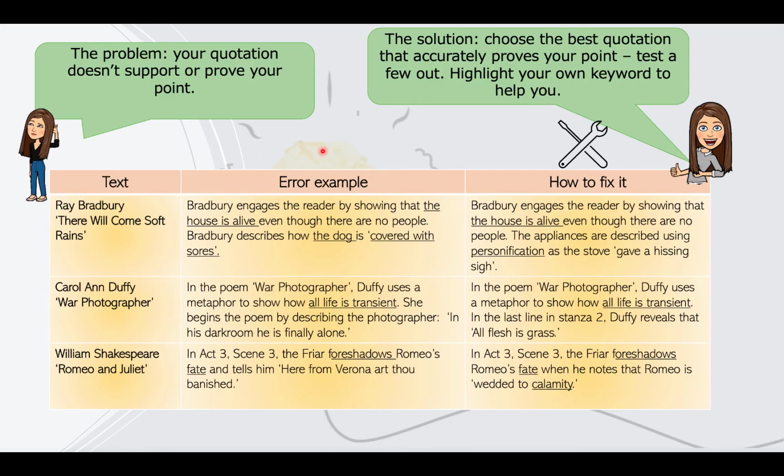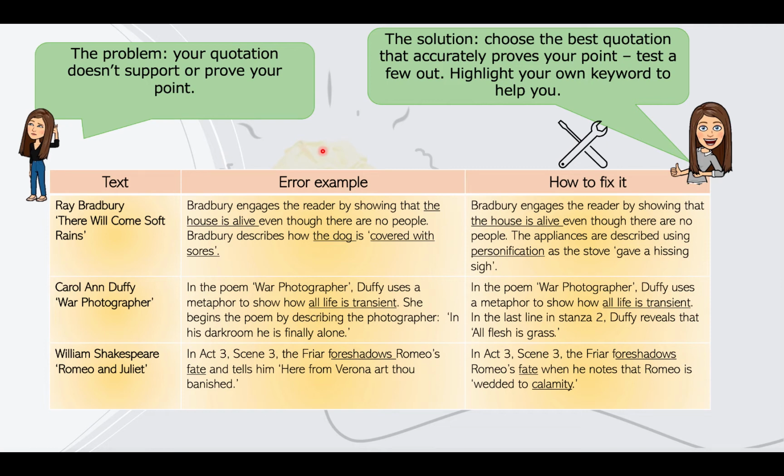So what is the problem here? The problem is that your quotation doesn't support or prove your point, and it seems random when paired with your point. So your teacher may not understand why you've chosen it, or how it supports your point, your argument, what you're trying to prove.